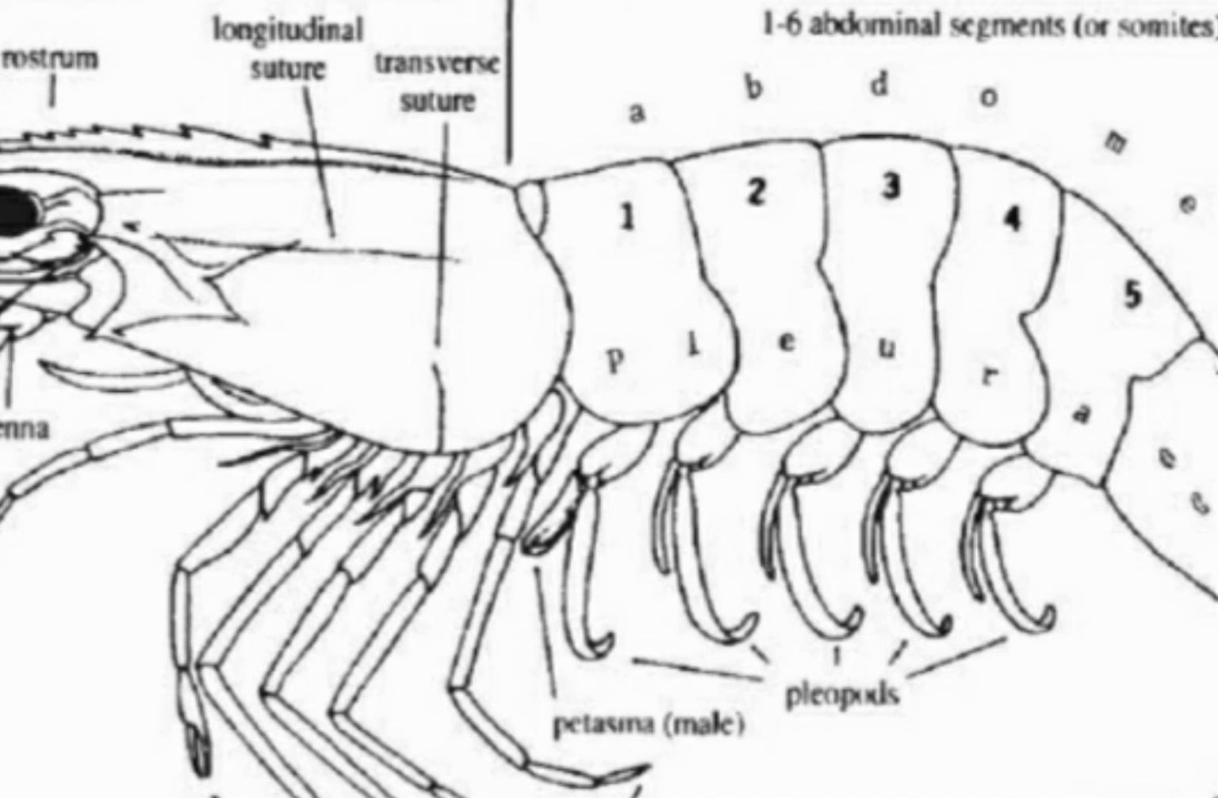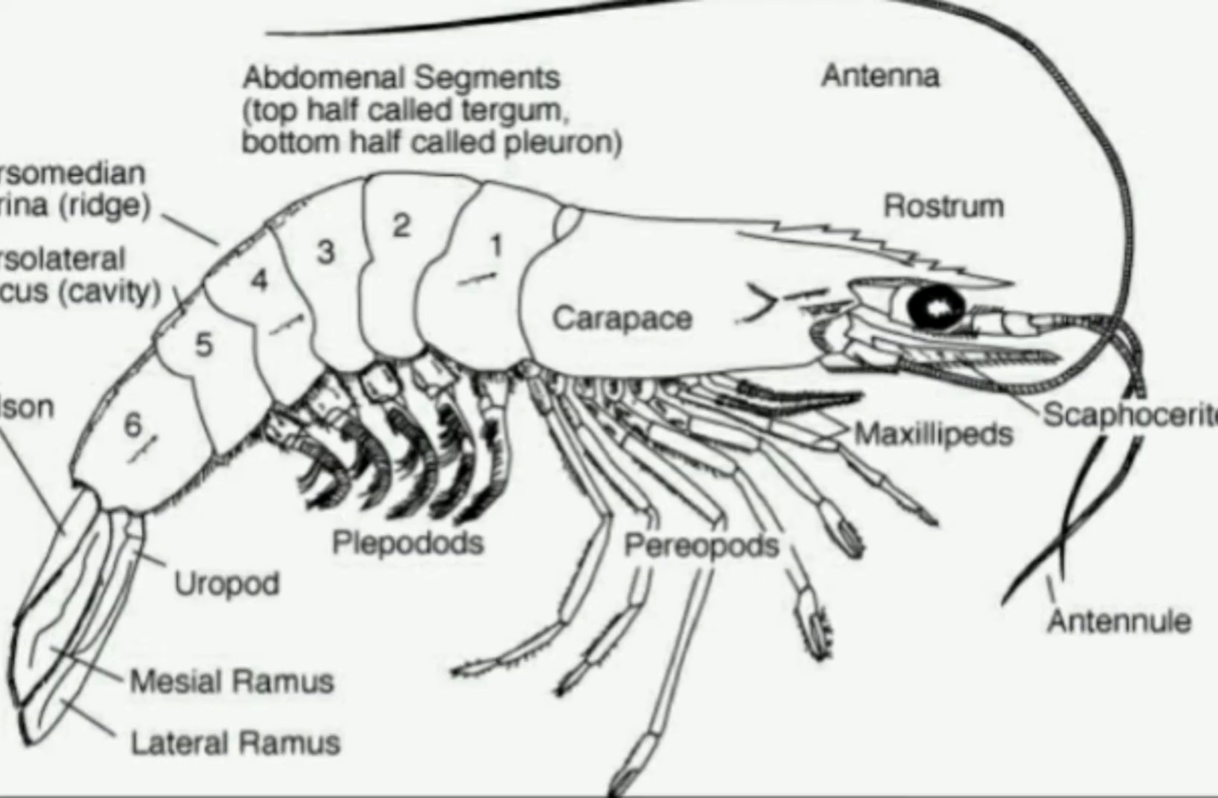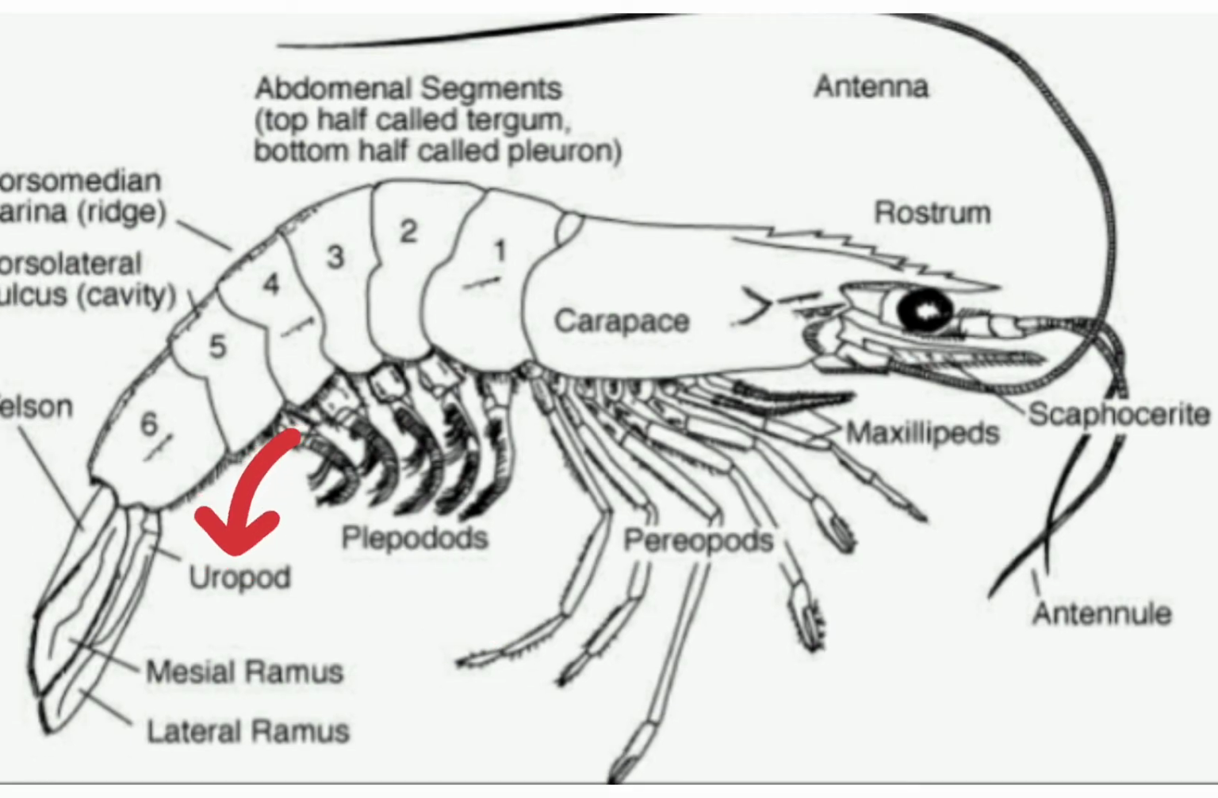The abdomen consists of 6 segments, of which the first 5 segments have a pair of pleopods. Each of the 6 segments has uropods that help in swimming generally. And there is a conical telson at the end of the abdominal segment.